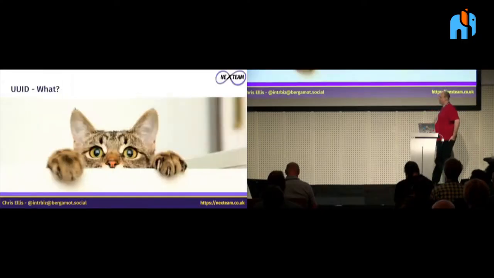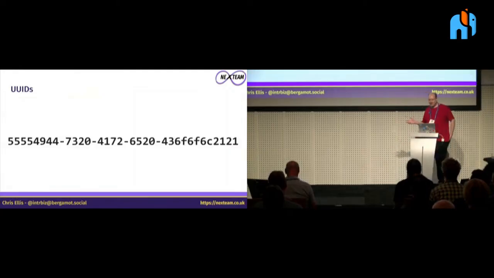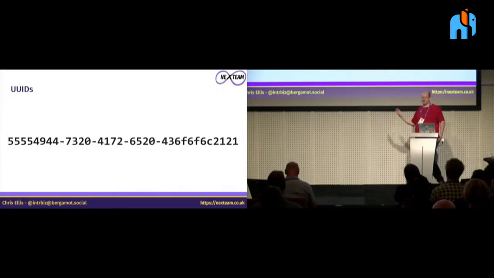So first off, what is a UUID? I'm guessing a few people in the room will already know what they are. Most people will be used to seeing it in this format, where it's a 36-character string. This is actually 16 bytes of data encoded in hexadecimal. So that's really all it is. It's a 128-bit number. It's nothing more complicated than that. It's just 16 bytes of data.